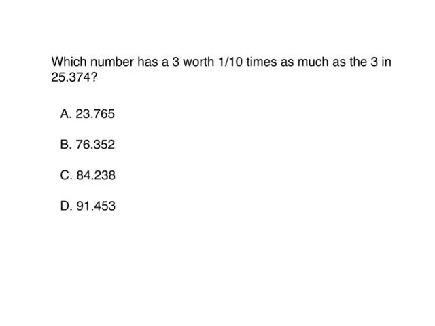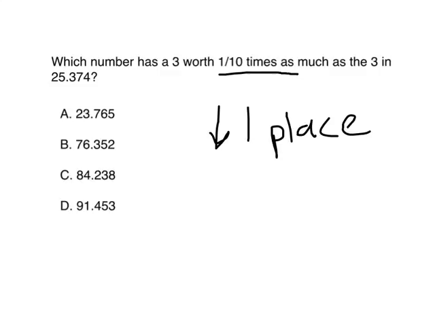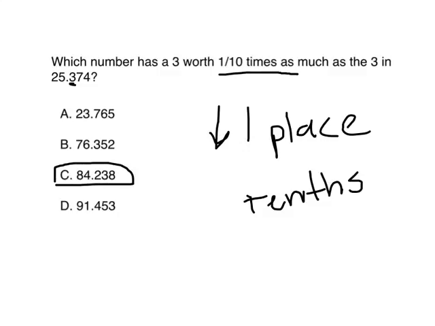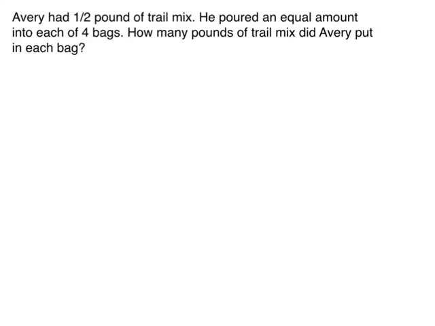Let's start with a problem. Which number has a 3 worth 1/10 times as much as the 3 in 25 and 374 thousandths? Well, let's see how you did. Remember, 1/10 times as much means that I'm going to decrease one place. So, if I'm starting in the tenths place, I needed to find the number with a 3 one place smaller than the tenths place. One place smaller than the tenths place is the hundredths place. So the correct answer was C, because the 3 is in the hundredths place.